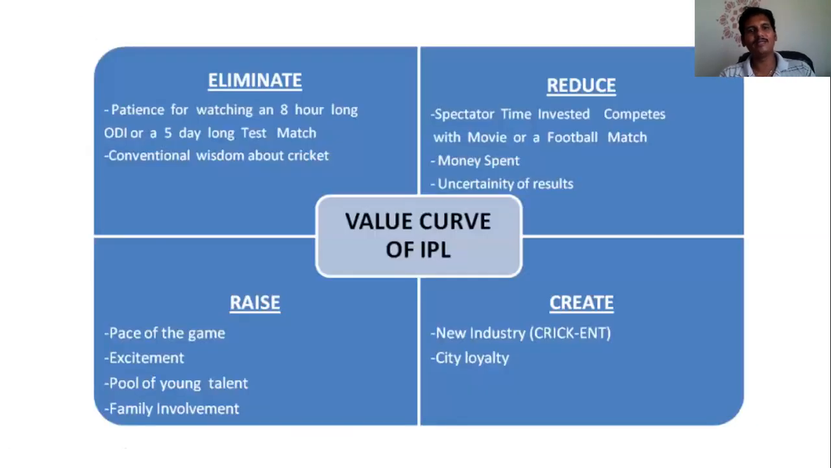Second, you can see here they used the four action framework. They eliminated the 8-hour-long watching of the 5-day-long Test match, eliminated completely. They reduced the spectator time by making it 20-20. They raised the pace of the game, excitement, a pool of young talent mixed, family involvement, and they created altogether a new industry, cricket. So this is something quite fascinating.